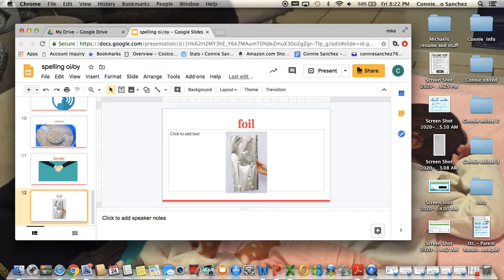And try to think of words that you know where the OI is in the middle or the OY is at the end. For example, boy, toy, those all end in that sound oi, and you know it's an OY because it's at the end. Think of other words that have the OI.